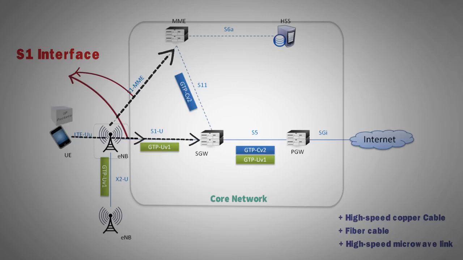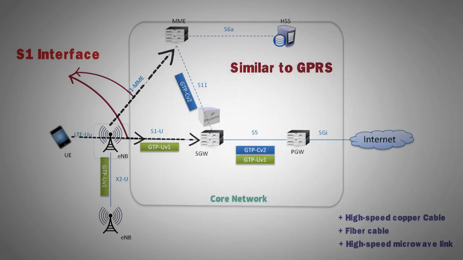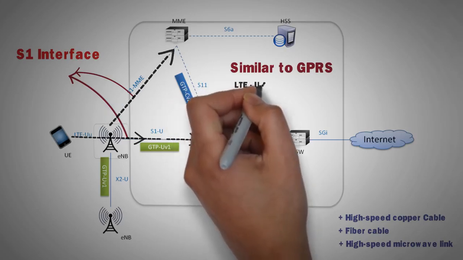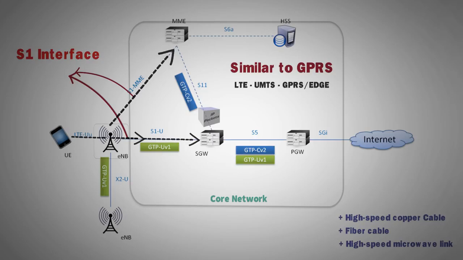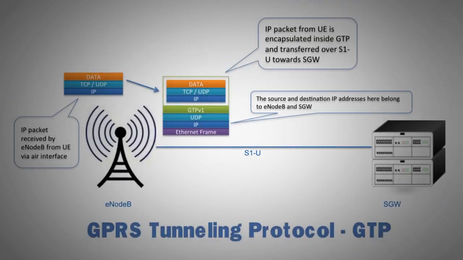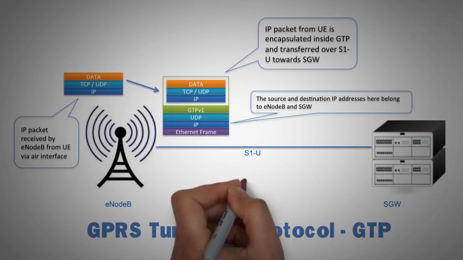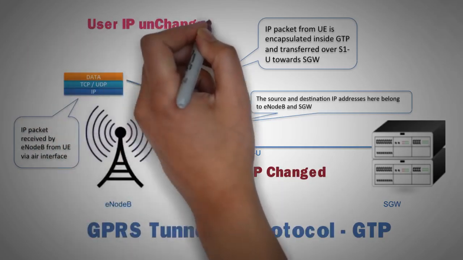IP packets of a user are tunneled through an IP link in a manner similar to that already described for GPRS to enable seamless handover between different LTE base stations and UMTS or GPRS. In fact, the GPRS tunneling protocol GTP is reused for this purpose. Only the destination IP address on layer 3 is changed, while the user's IP address remains the same.